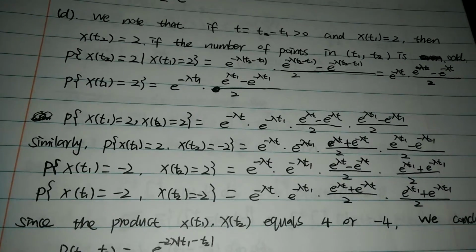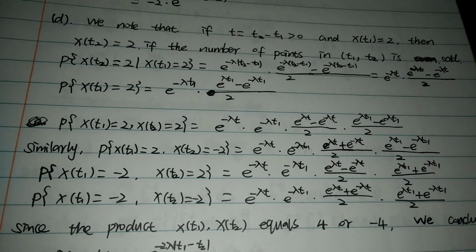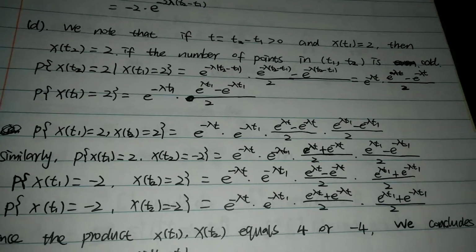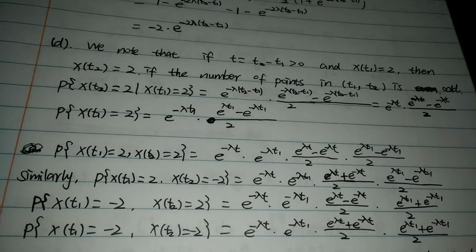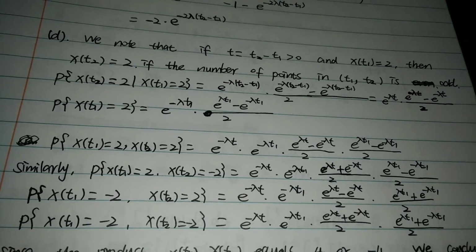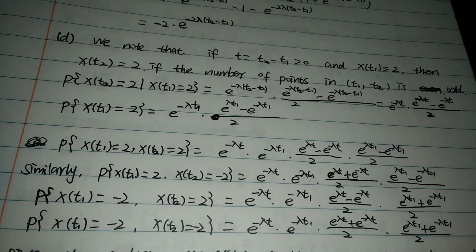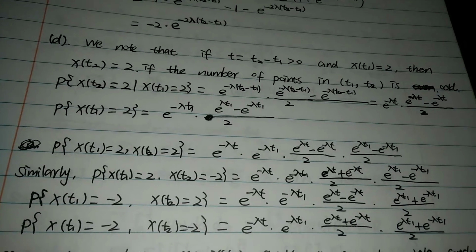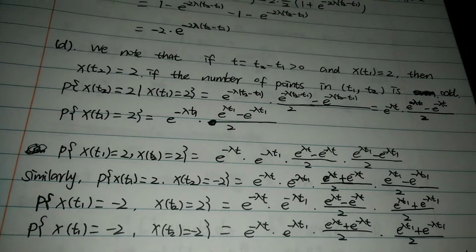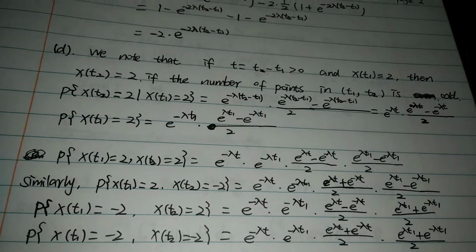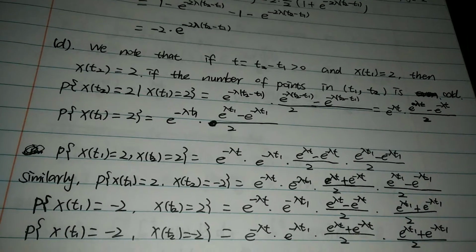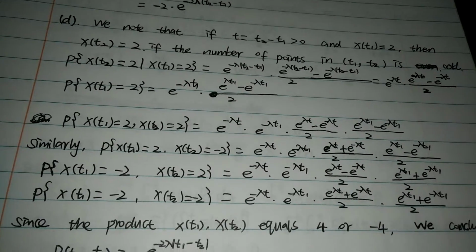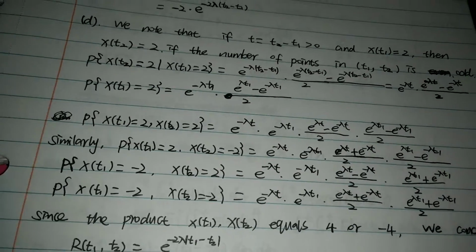So we can get the probability of X(t1) is 2 and X(t2) is 2. It equals e to power minus lambda t times e to power minus lambda t1 times (e to power lambda t minus e to power minus lambda t) over 2 times (e to power lambda t1 minus e to power minus lambda t1) over 2. So similarly, we can get the other equations.